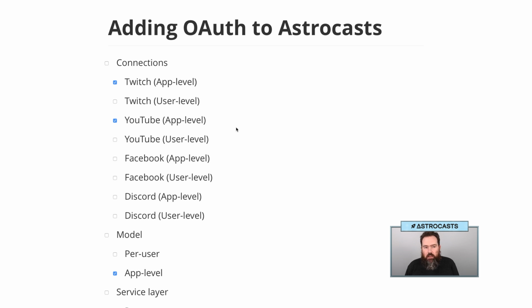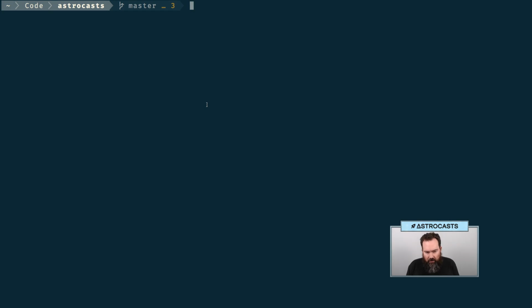Today we're going to be looking at continuing to add OAuth functionality to the Astrocasts site. Right now we're working on adding user-level Twitch OAuth authentication. Before we signed off in the last session, we tried to do some things kind of mimicking what we were doing at the app level.